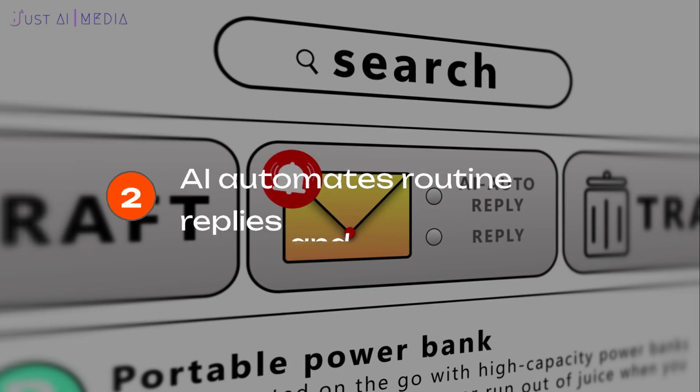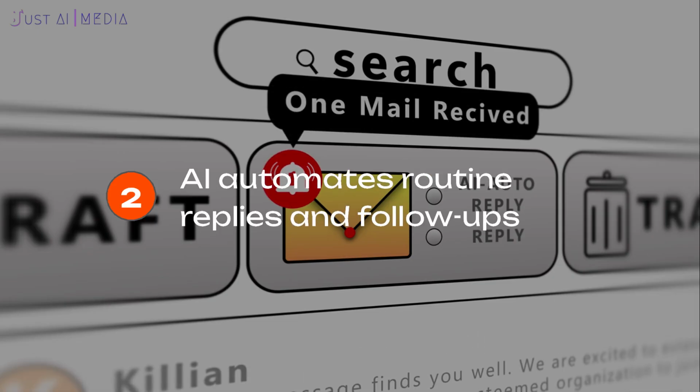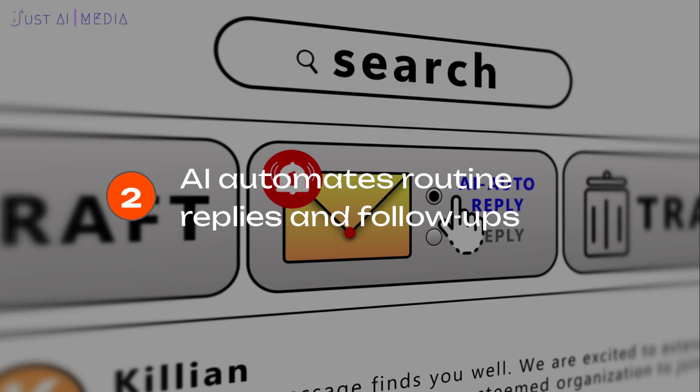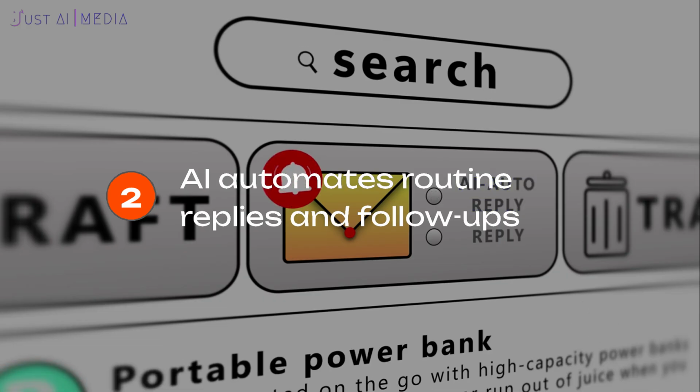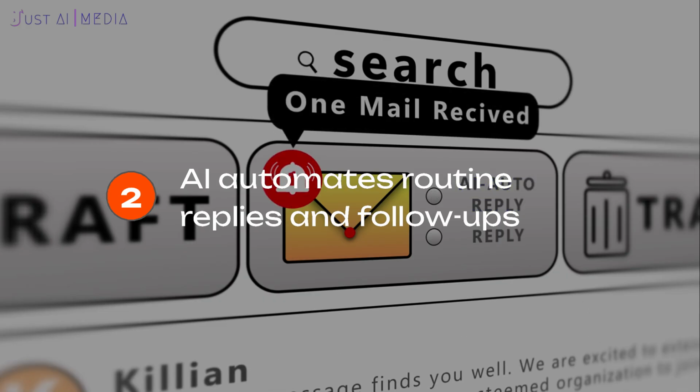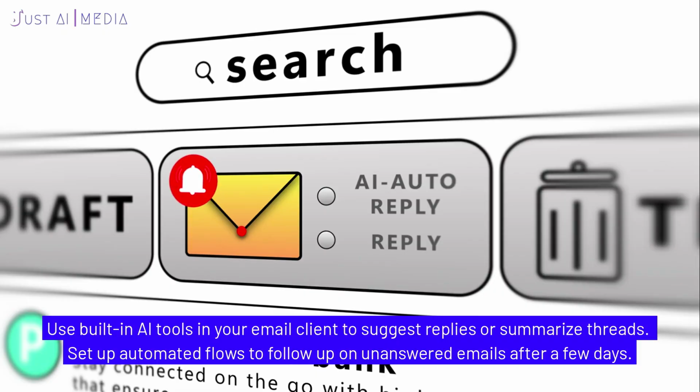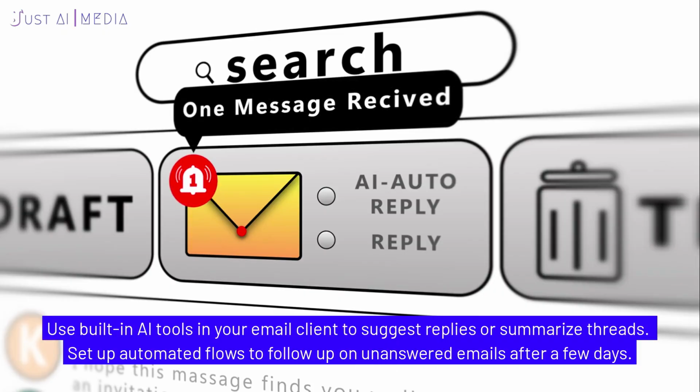Next, automate routine replies and follow-ups with AI. Many emails are repetitive, such as status updates and confirmations. AI can draft these messages based on templates you create. Use built-in AI tools in your email client to suggest replies or summarize threads.